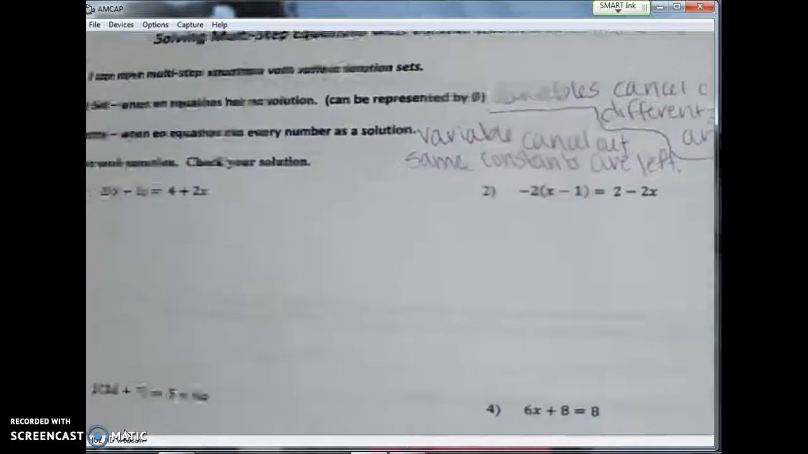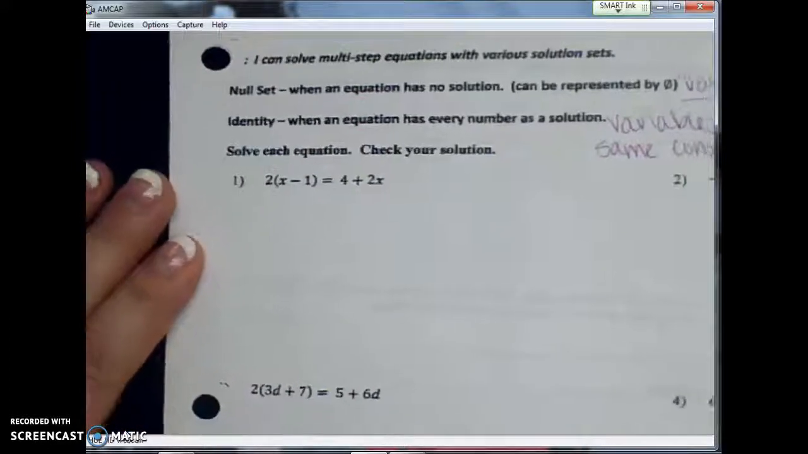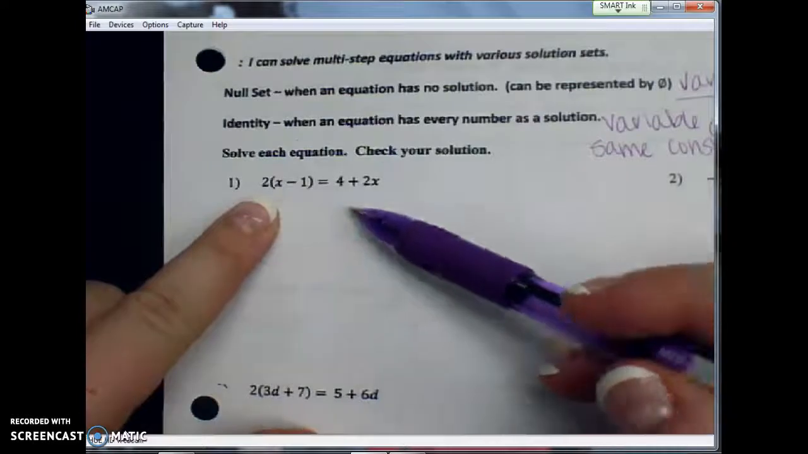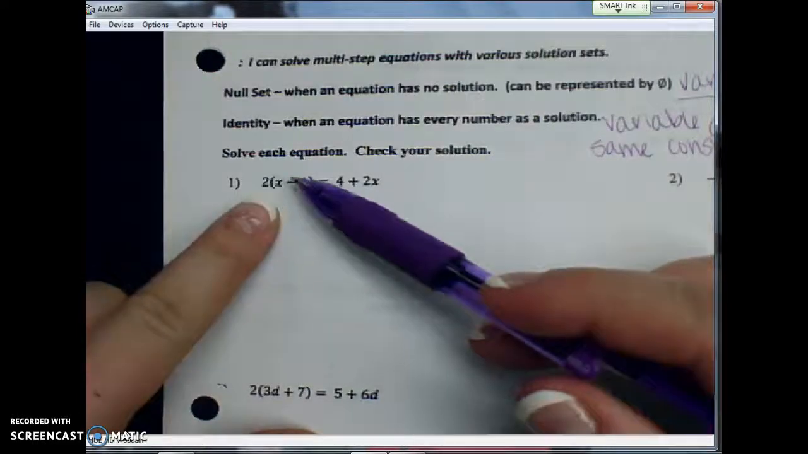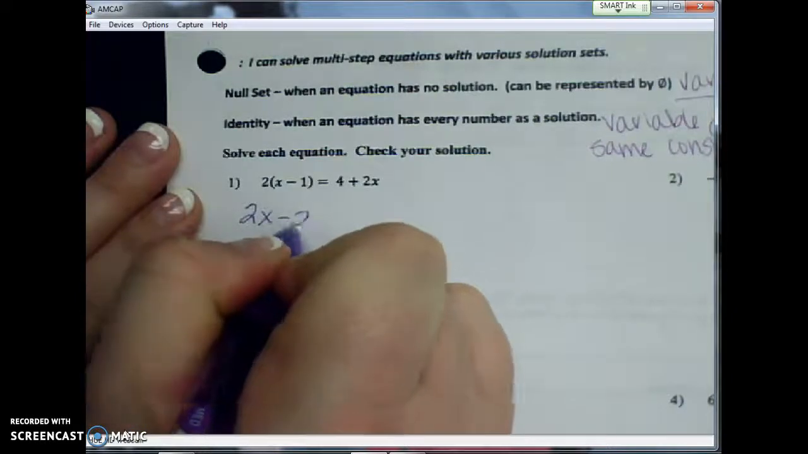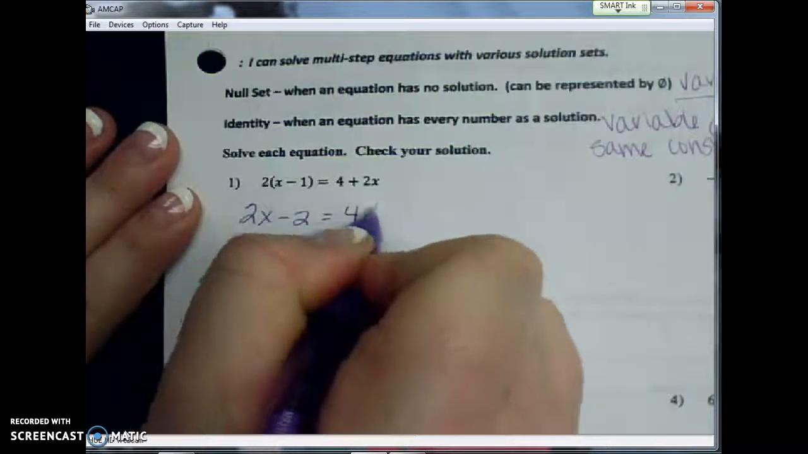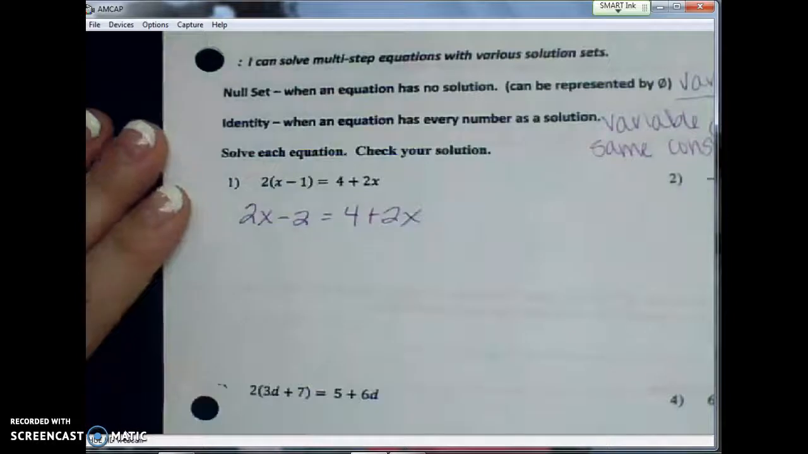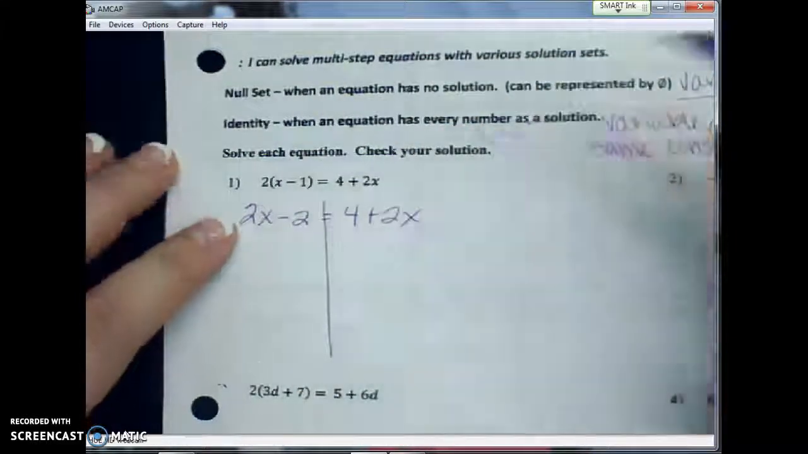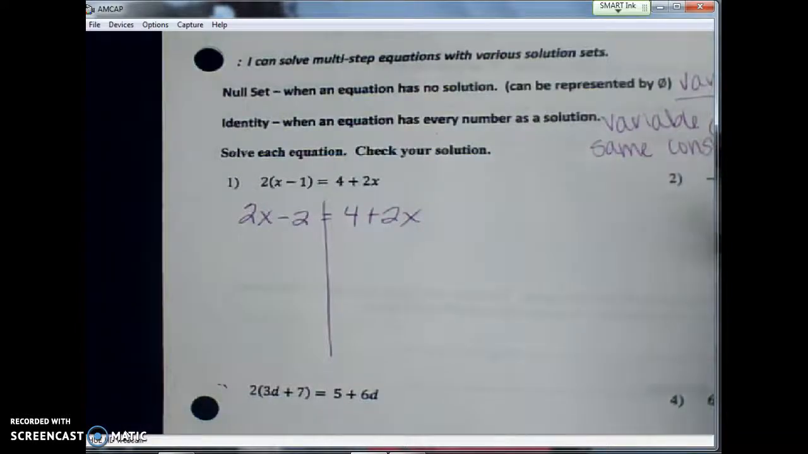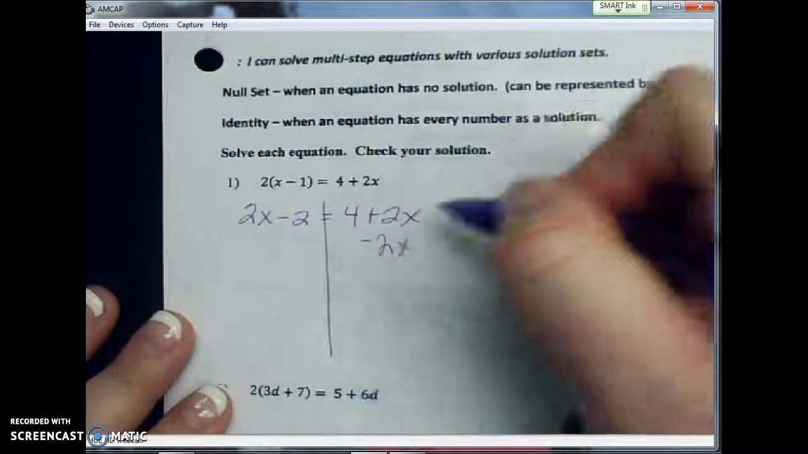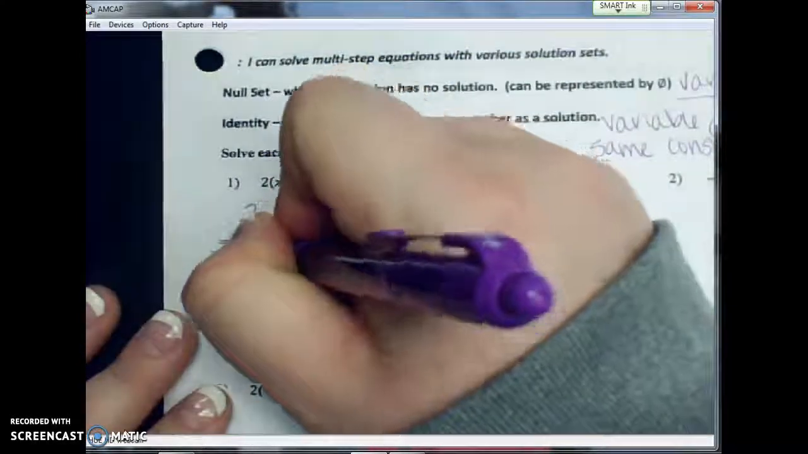So let's go ahead and solve a problem. I'm going to show you an example of each and show you what I'm talking about. On this one, the first thing you need to do, remember, is apply your distributive property. So I get 2x minus 2 equals 4 plus 2x. When I draw my line down, remember I've got variables on both sides. I'm going to get my variables together. So I'm going to take this 2x and I'm going to subtract it. So I get a minus 2x, minus 2x.